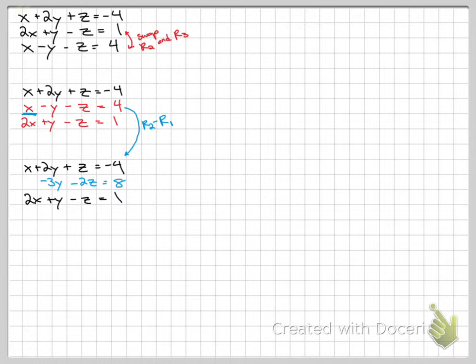So here's what I did, right? I don't have a cursor on this, but I did x minus x, which gave me 0x. Negative y minus 2y gave me negative 3y. Negative z minus z gave me negative 2z. And 4 minus negative 4 gives me 8. So be extra careful in your math here. Okay, so now my row 1 and row 2 are good enough.